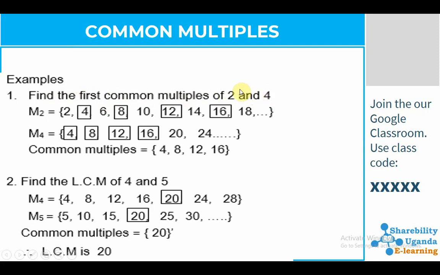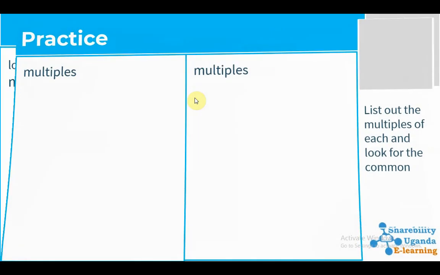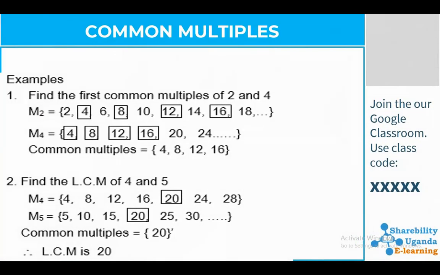We shall first find out what the multiples of 2 are and what the multiples of 4 are. The next step, we shall list them. We list those multiples after we have found them. After listing them, we also find the multiples of the other number, which is 4, and we shall also list them down.